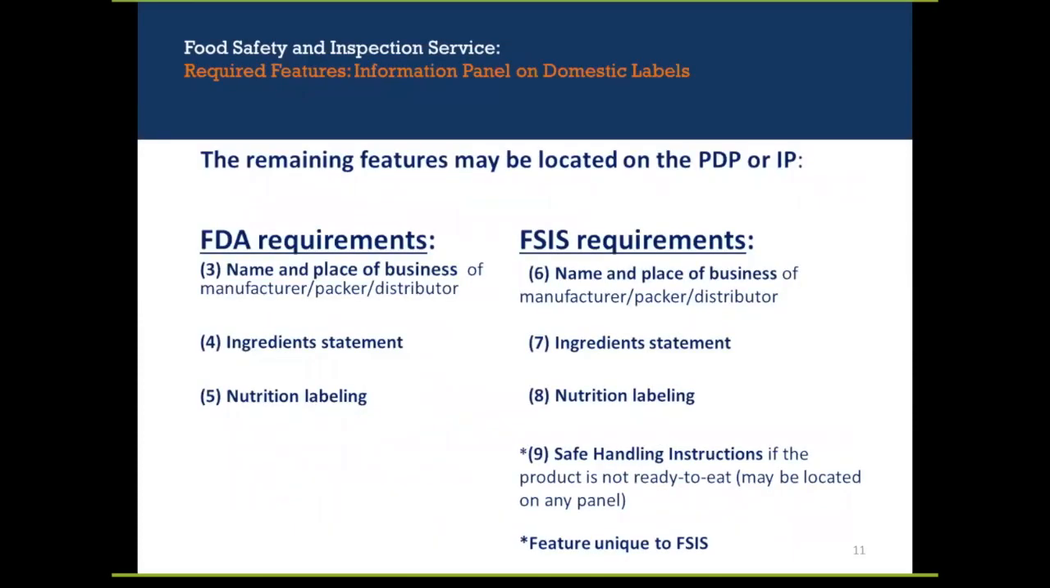The remaining labeling features listed on this slide are the name and place of business, an ingredient statement if composed of more than one ingredient, and nutrition labeling, also called the nutrition facts panel. These features may appear on the principal display panel or on the information panel. In addition, one feature, the safe handling instructions, may appear on any panel. And note that the safe handling instructions are the only feature on this slide that's unique to FSIS.